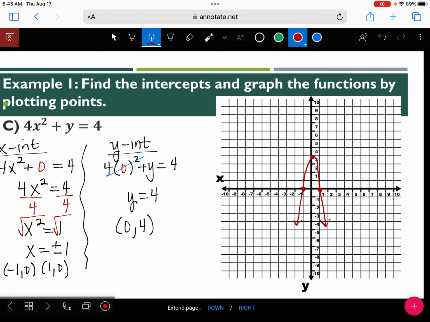So you want to follow order of operations and step backwards. So when you're solving, you want to divide before you take the square root. So it's like PEMDAS, but backwards. First you add and subtract, then you multiply and divide, then you eliminate exponents.